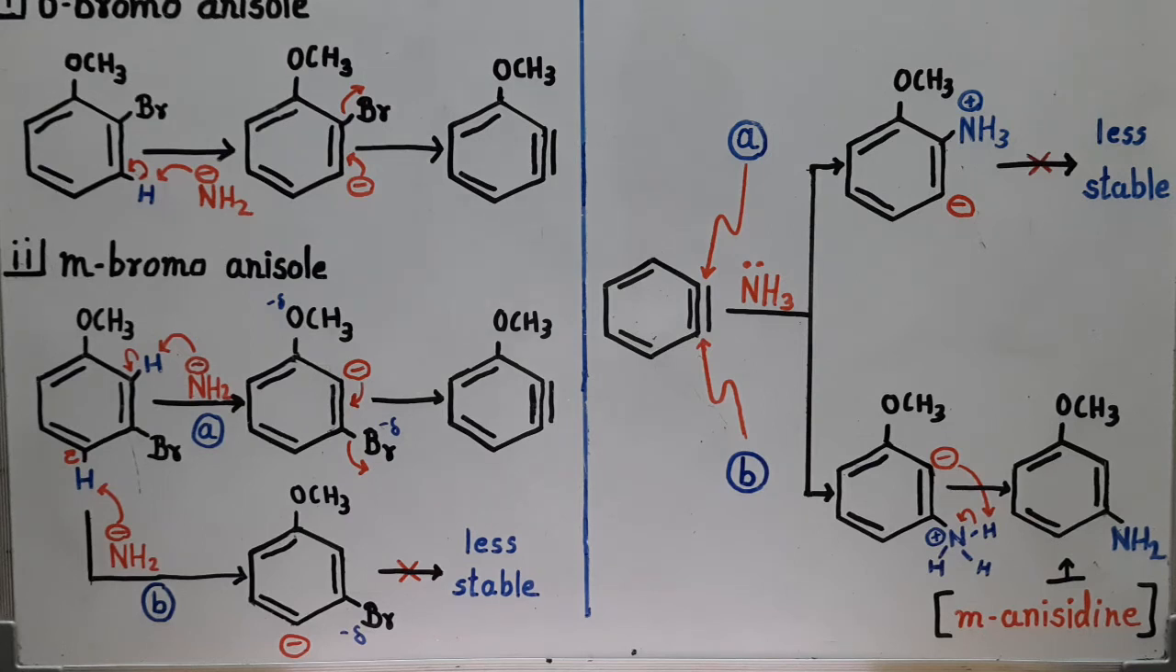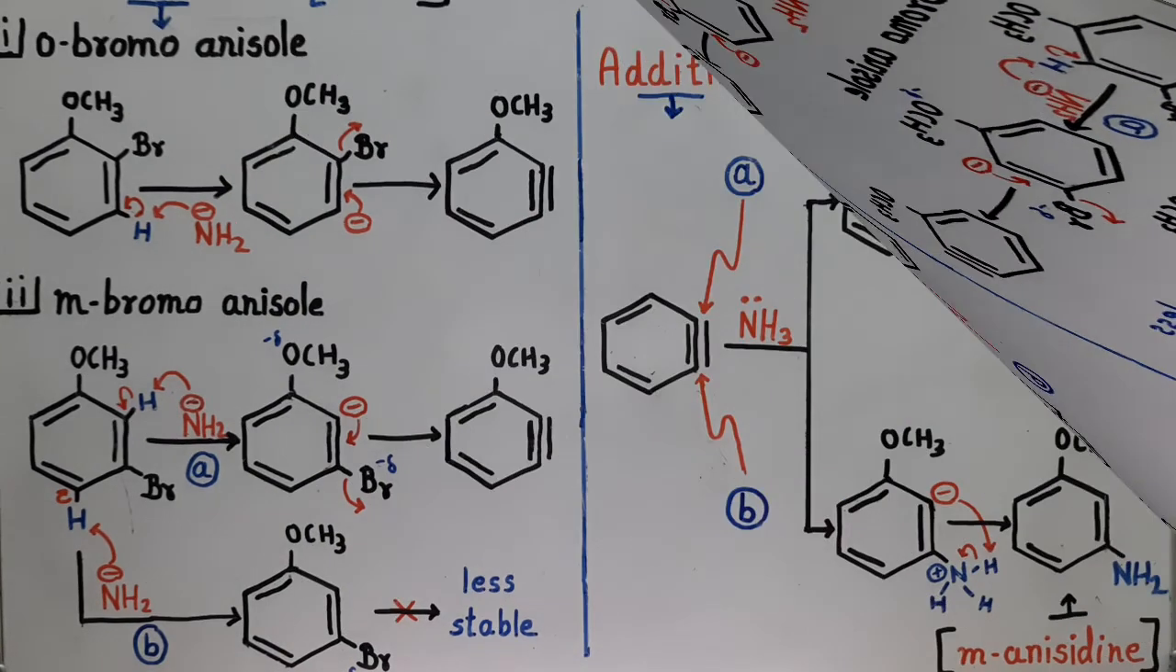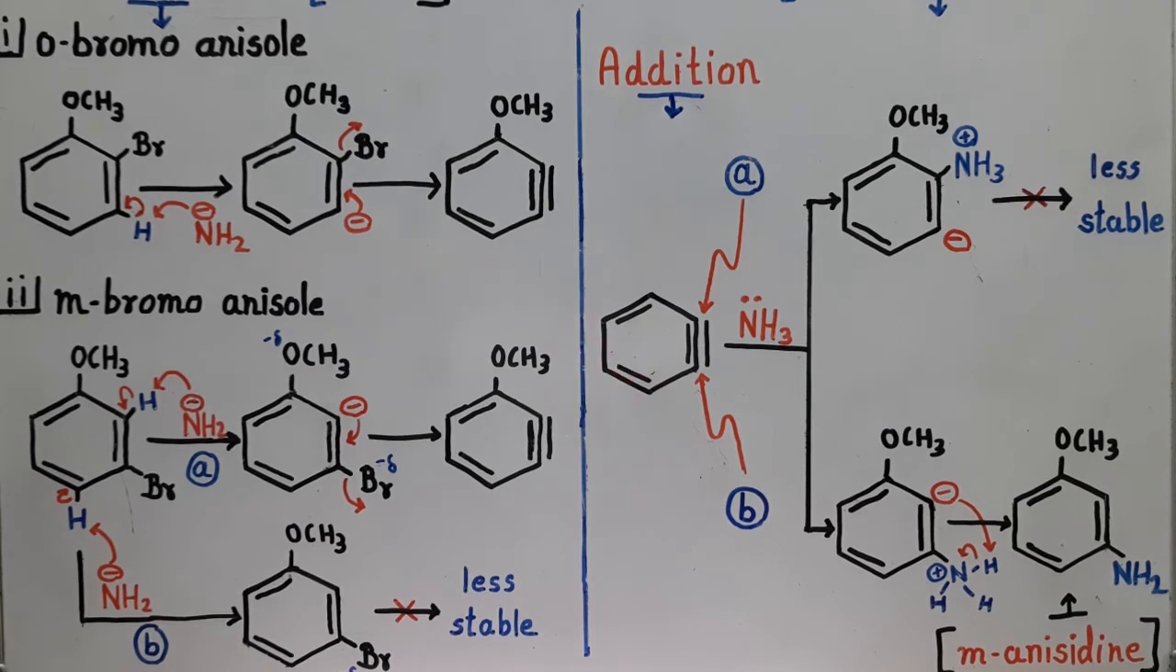In both the molecules, we are getting the same intermediate, so it is very obvious that we will get the same product. But let us first complete the reaction. So now this benzyne intermediate will undergo addition reaction. Here also there are two possibilities for ammonia to attack on the triple bond to produce carbanion.